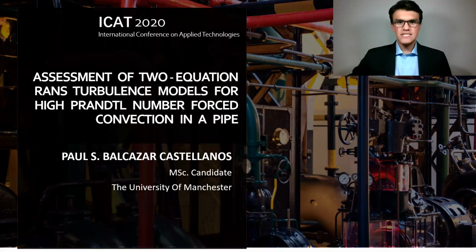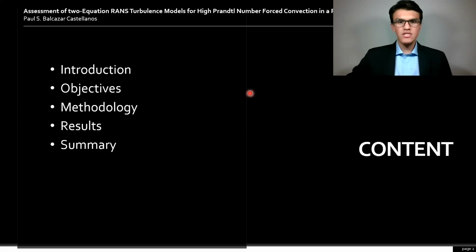My name is Paul Balcázar, and I will talk about an assessment of two equation RANS turbulence models when applied to high Prandtl number forced convection in a pipe. The content of this presentation will be an introduction of high Prandtl number fluids and their applications, the objectives, methodology, results, and a summary of conclusions and recommendations.